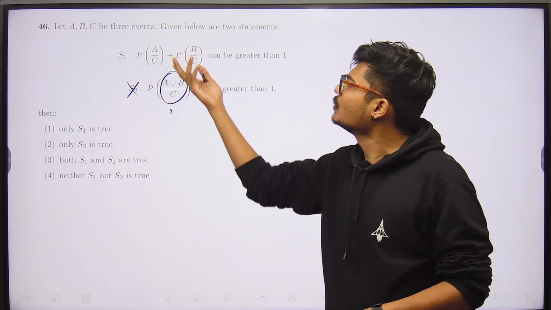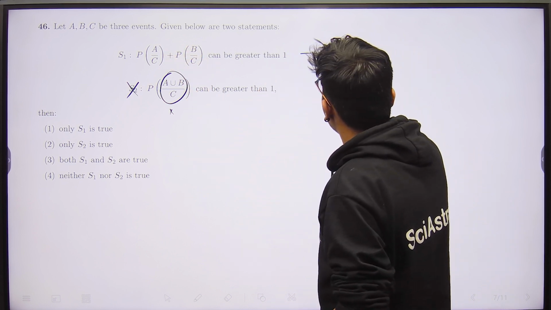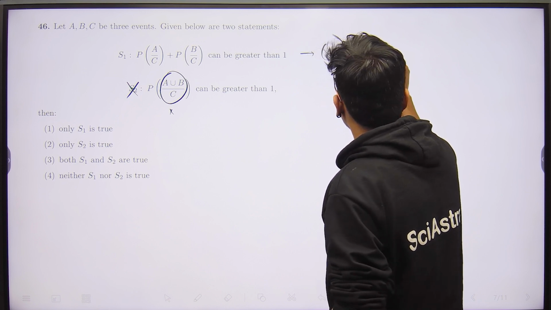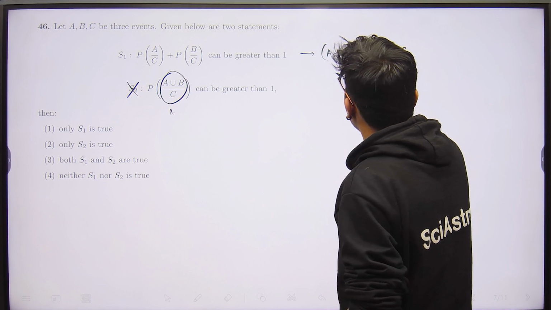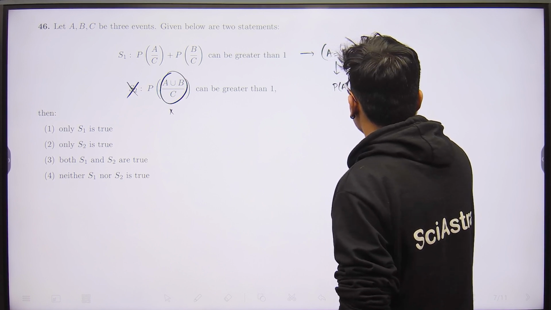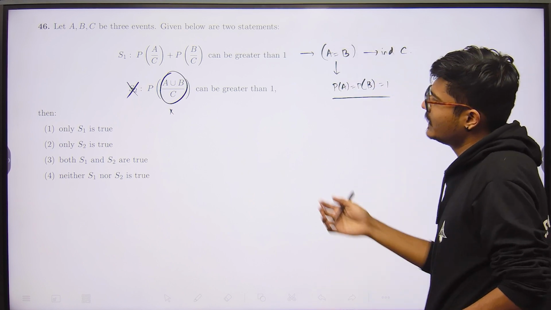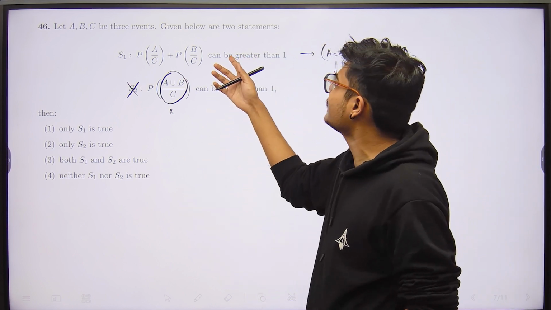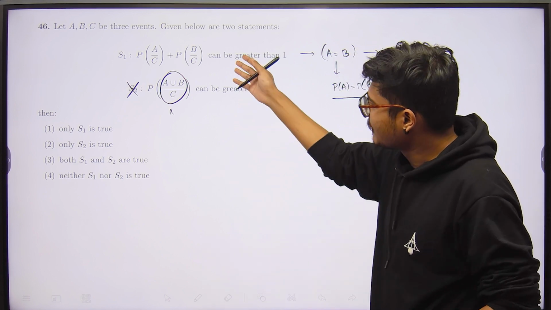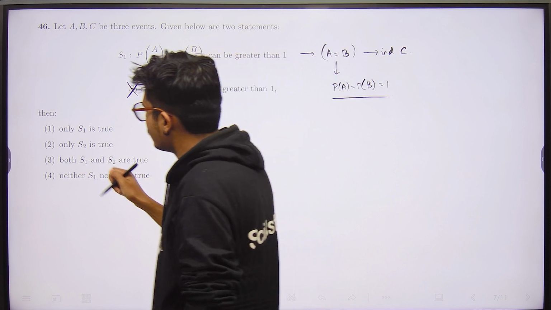So a very simple case is that A and B are equal and independent from C, and suppose I assign both probability equal to 1. I can always do this, right? I can construct such a scenario, which means statement 1 is true because it can be greater than 1. It's not that it will always be greater than 1. So statement 1 is true whereas statement 2 is false, which means only 1.